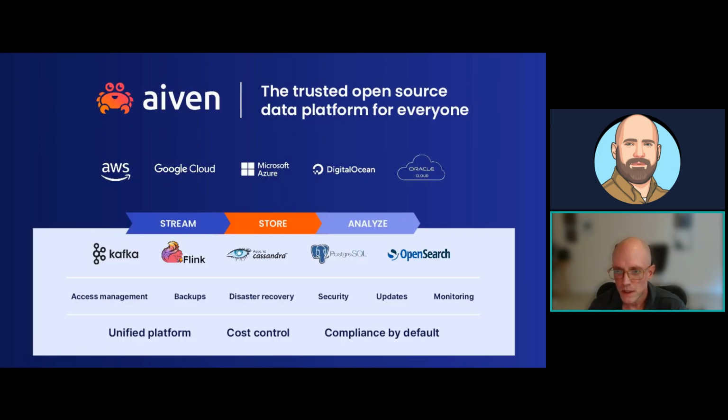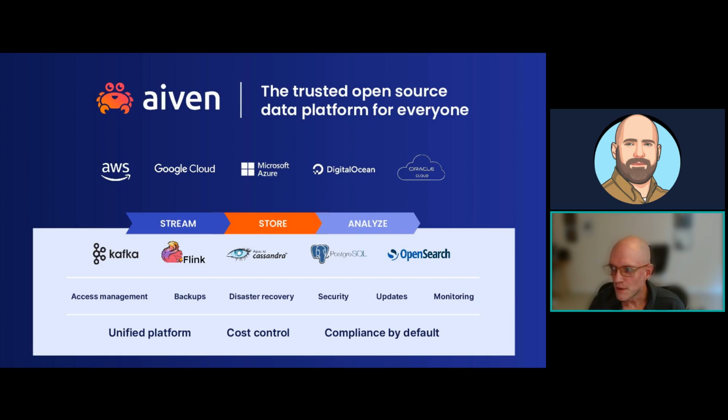So without further ado, we'll start off first with a very quick introduction to Aiven. Maybe some of you are familiar with Aiven and the crab logo. It's a very popular logo if you've seen us at any of the hyperscaler events. We are the trusted open source data platform for everyone, as you can see the badge label says there.